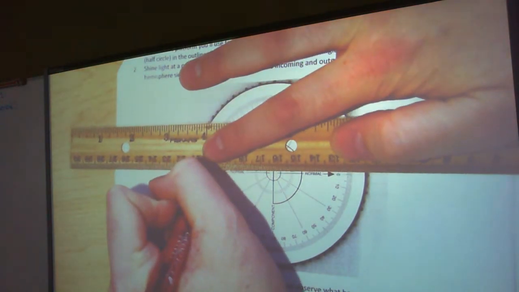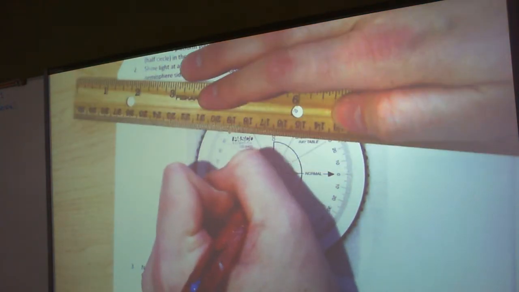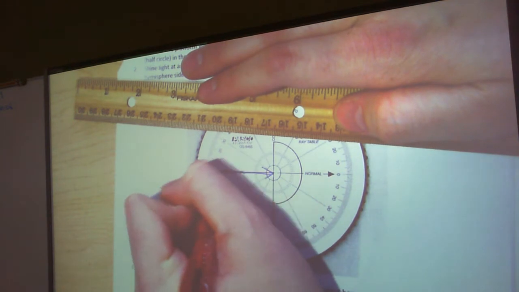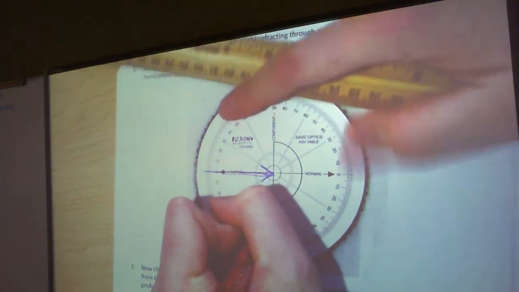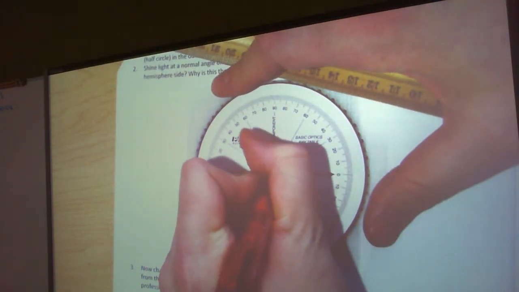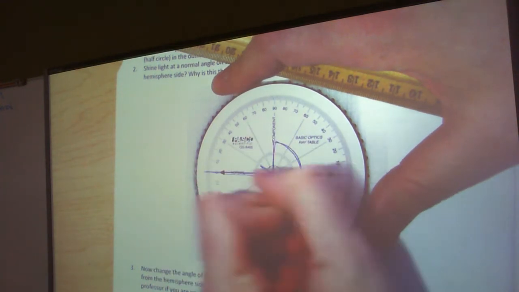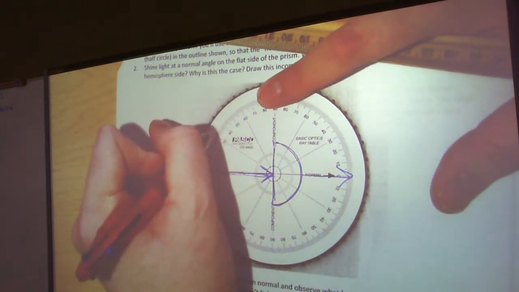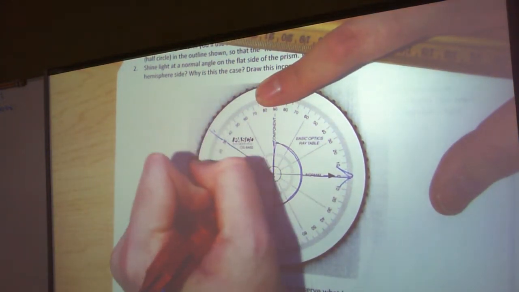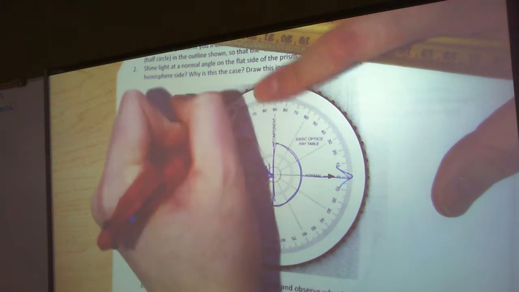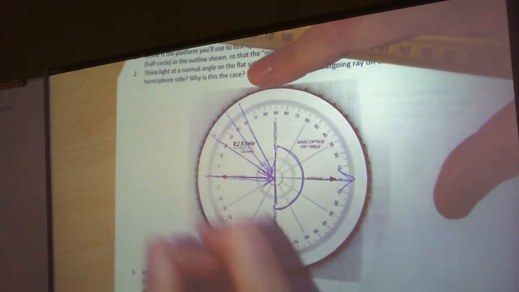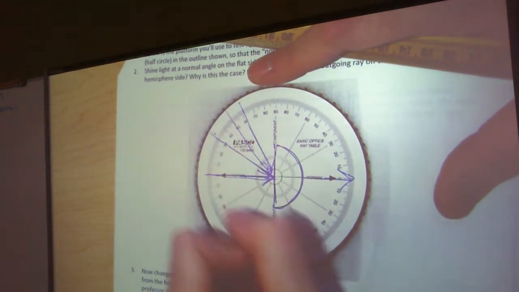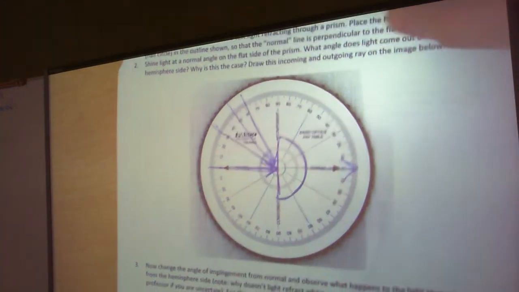When we shine light normal onto the prism, it asks what happens. It should go straight through. And this outline here is where our prism goes. So we would expect that the light just comes straight through. And then we're going to shine at 2 or 3 different angles here, and we're going to see where the light comes out on the other side.